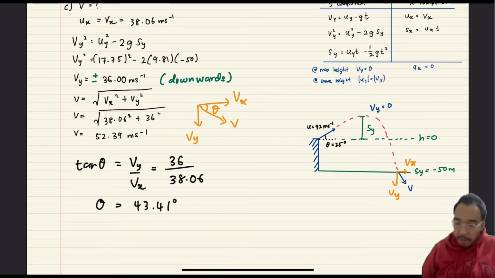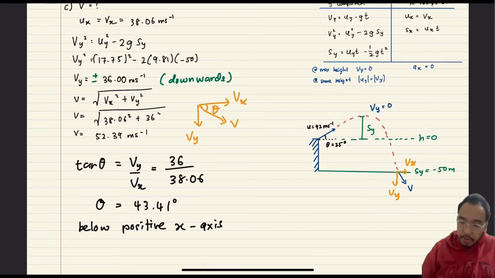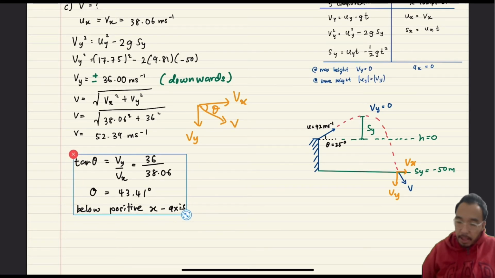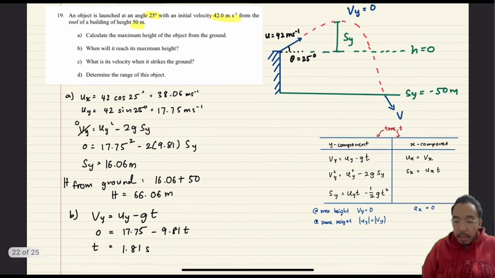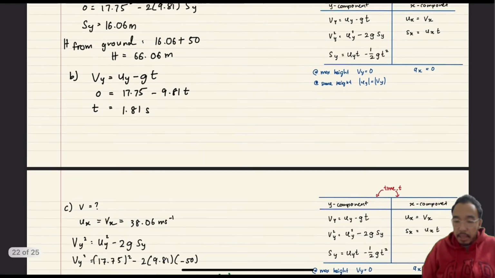And from this diagram, you can see that the theta here is actually below the positive x axis. So if you do this, you will get the full mark. For sure you get full marks, if the calculation is correct.